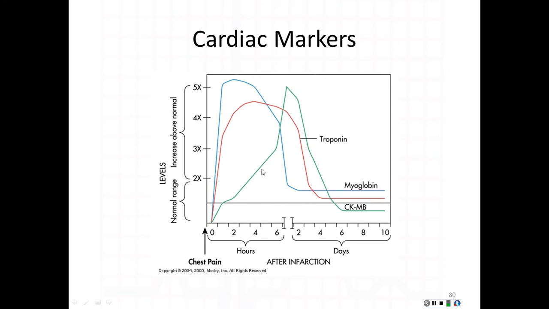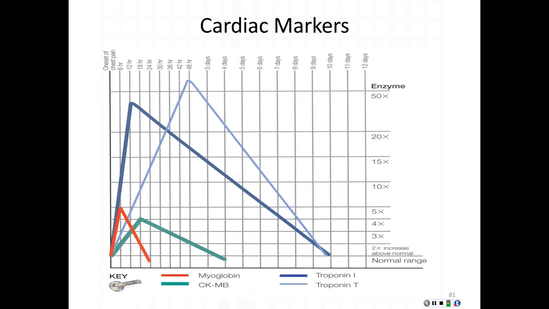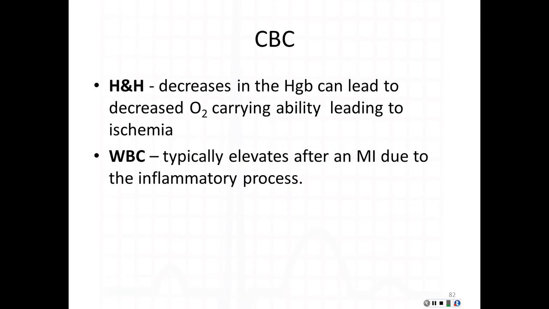So when we're looking at it, we're looking at the CK-MBs and the troponins. We're watching them. That gives us an idea of how long the patient had problems, but elevations of those will indicate an MI. Just another graphic representation of that.